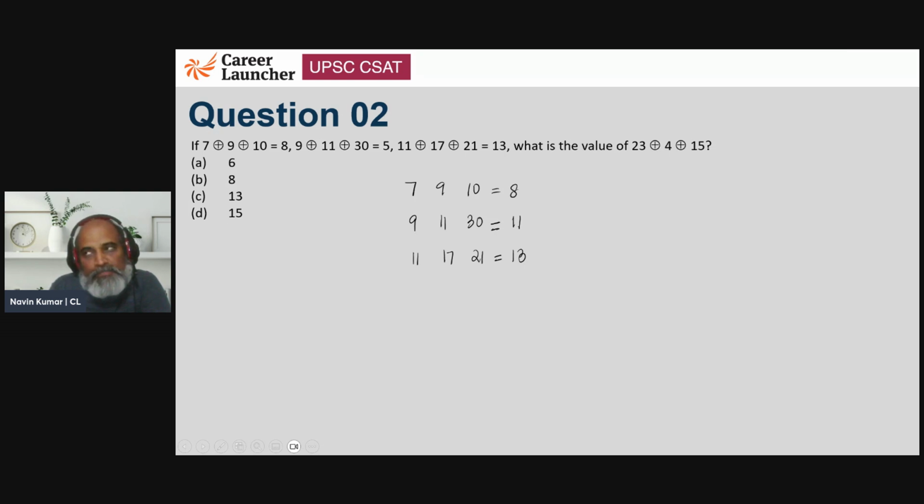If we have 7 plus 10, that is 17. 17 minus 9 is 8. If I do the same thing with the next one, 9 plus 30 is 39. 39 minus 11 is not 11. Right? So there is certain other type of calculation which is not simply addition and subtraction that is happening. What if we take 9 into 10, which is 90, 90 minus 7? It will be 83.